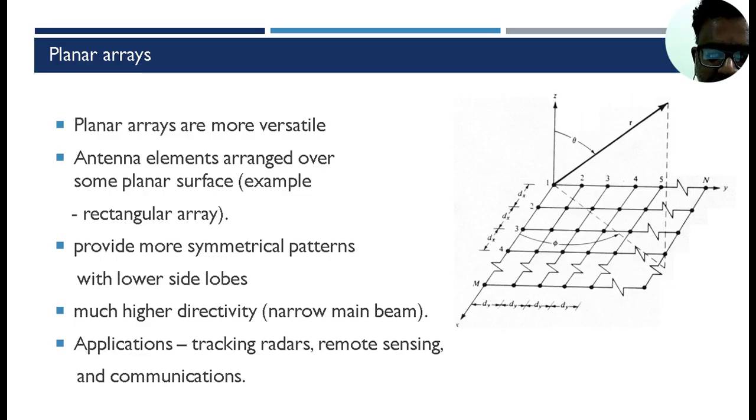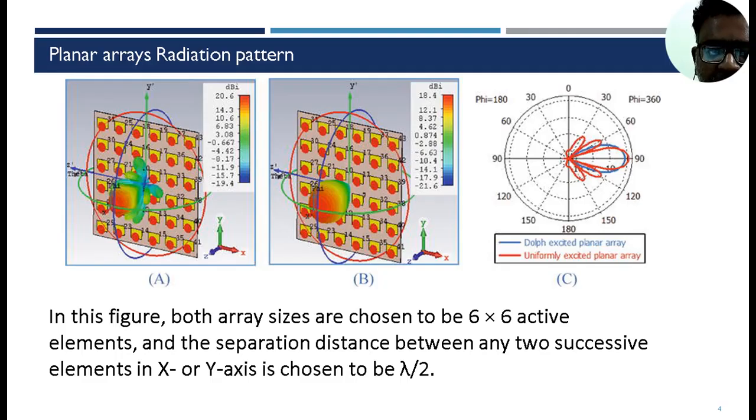It has much higher directivity. It produces a narrow main beam. So applications are tracking radars, remote sensing, and communications. This is a radiation pattern for a planar array. This is an example for 6x6 active elements. It produces a radiation pattern steering at a particular direction.